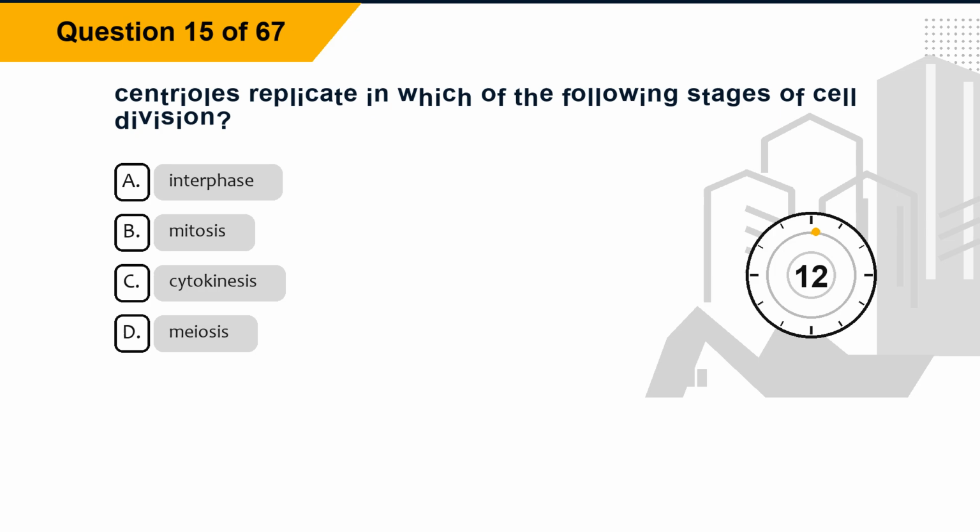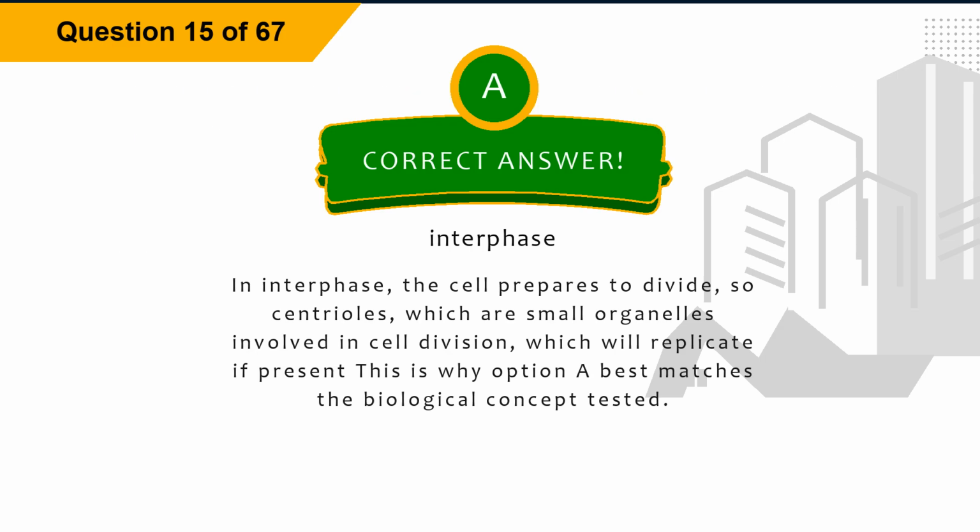Question 15. Centrioles replicate in which of the following stages of cell division? Option A, interphase. Option B, mitosis. Option C, cytokinesis. Option D, meiosis. The correct answer is option A, interphase. Explanation: in interphase, the cell prepares to divide, so centrioles, which are small organelles involved in cell division, will replicate if present. This is why option A best matches the biological concept tested.